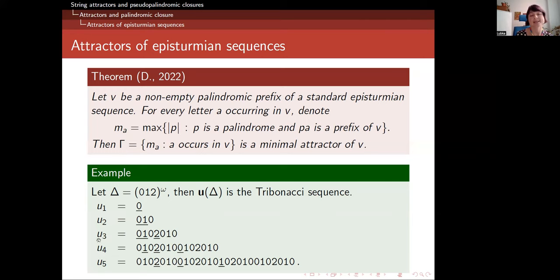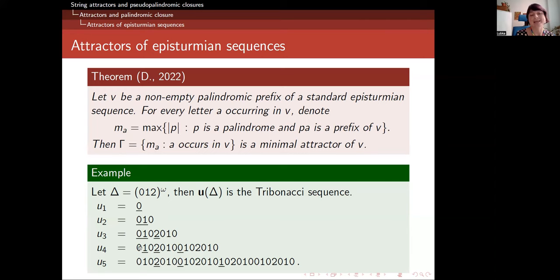Then I go to U3, and again I search for the longest palindromes followed by 0, 1, and 2. What happens is that the palindromes followed by 0 and 1, the longest ones, stay the same. So these are the positions of the attractor. And here's the longest palindrome followed by 2. So I underline this 2 here. And then you can now imagine what happens further, because I will copy U3 here. And then the next letter from the directive sequence will be 0. So the longest palindromic prefixes followed by 1 and 2 will stay the same. And there will be a new longest palindromic prefix followed by 0. So this 0 will be a position from the attractor.